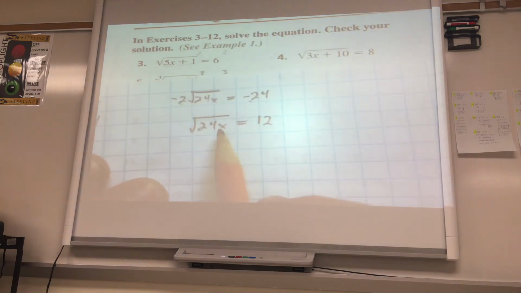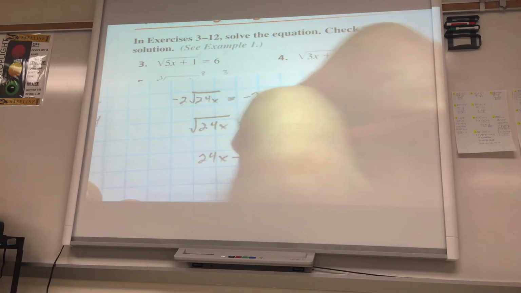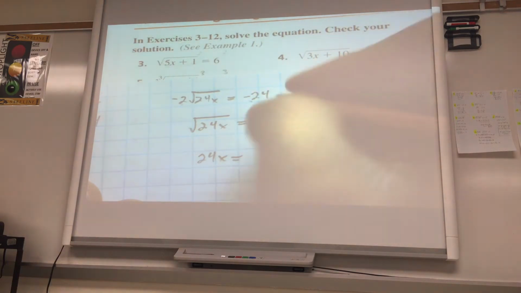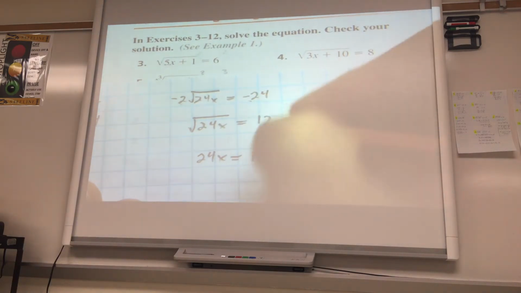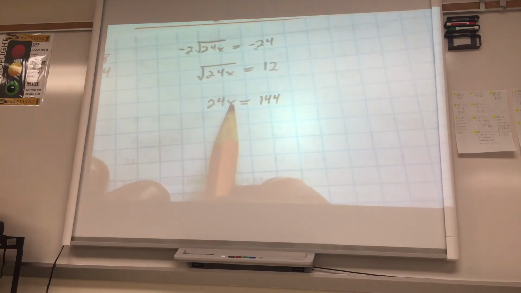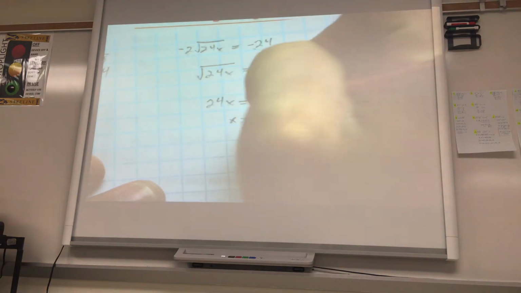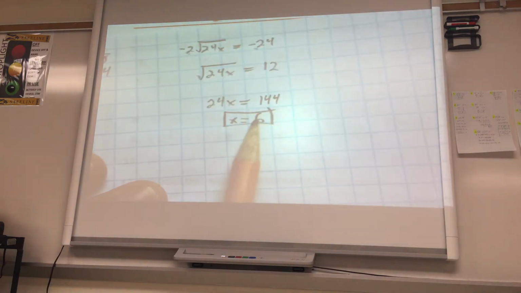And now that I've got this square root isolated, I can get rid of it. So to get rid of a square root, I'm going to square both sides. So I end up having 24x equals 12 squared, which is 144. Okay, and then lastly, I'm going to take 144 and divide it by 24 and get x equals 6. And that's my final solution.